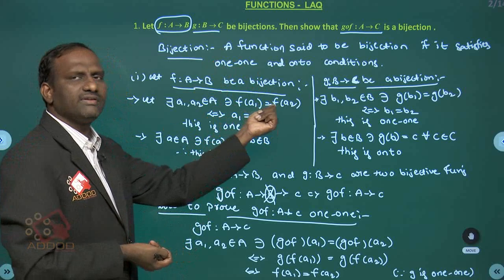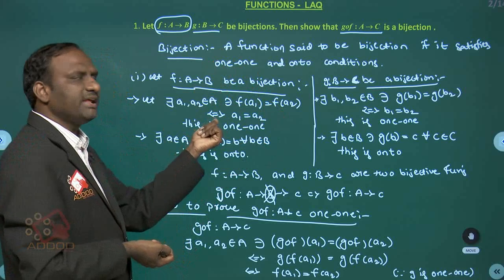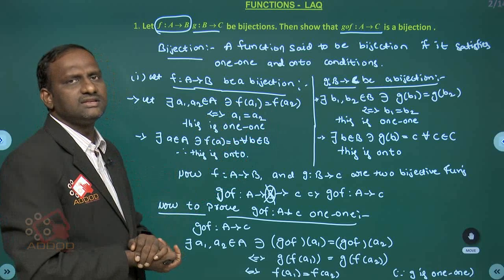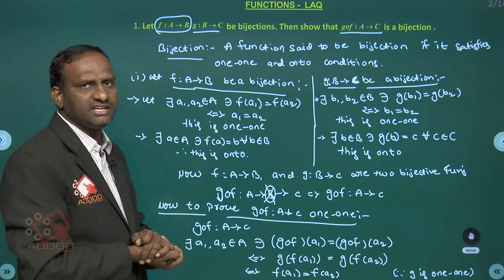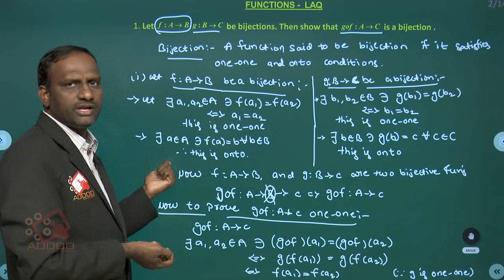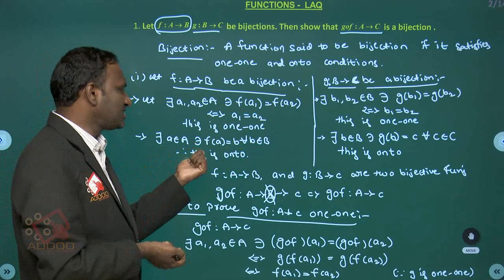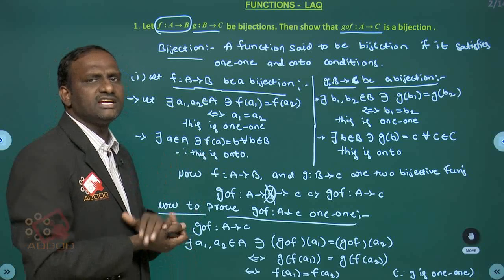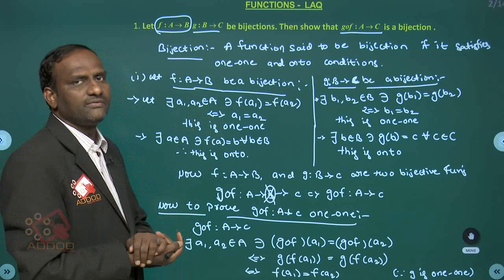So here F of A1 is equal to F of A2, if and only if A1 is equal to A2. This indicates that the function is one-one. Next, onto: there exists an element A belonging to A such that F of A is equal to B for all B belonging to B. This indicates that F from A to B is onto.